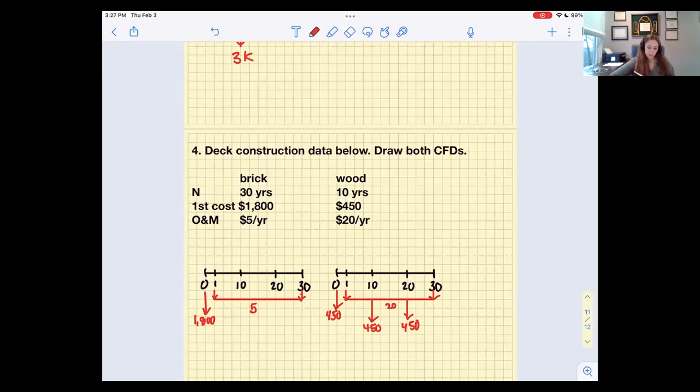Stack your arrows on top of each other like I drew them. Don't draw it on the inside of the rectangle. Stack it on the outside.